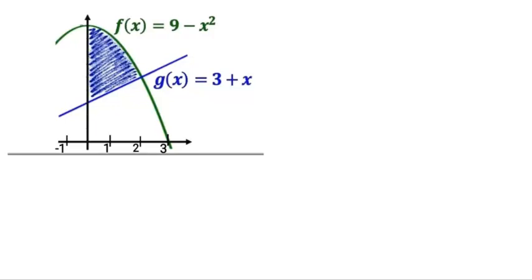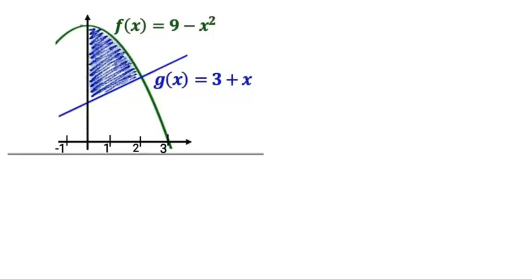Today we have this interesting math problem. We're given the following graph, and we have a curve and also a straight line. Here 9 minus x squared is a parabola, as you can see, and 3 plus x is a straight line, and they meet at one point. That point is called their point of intersection.